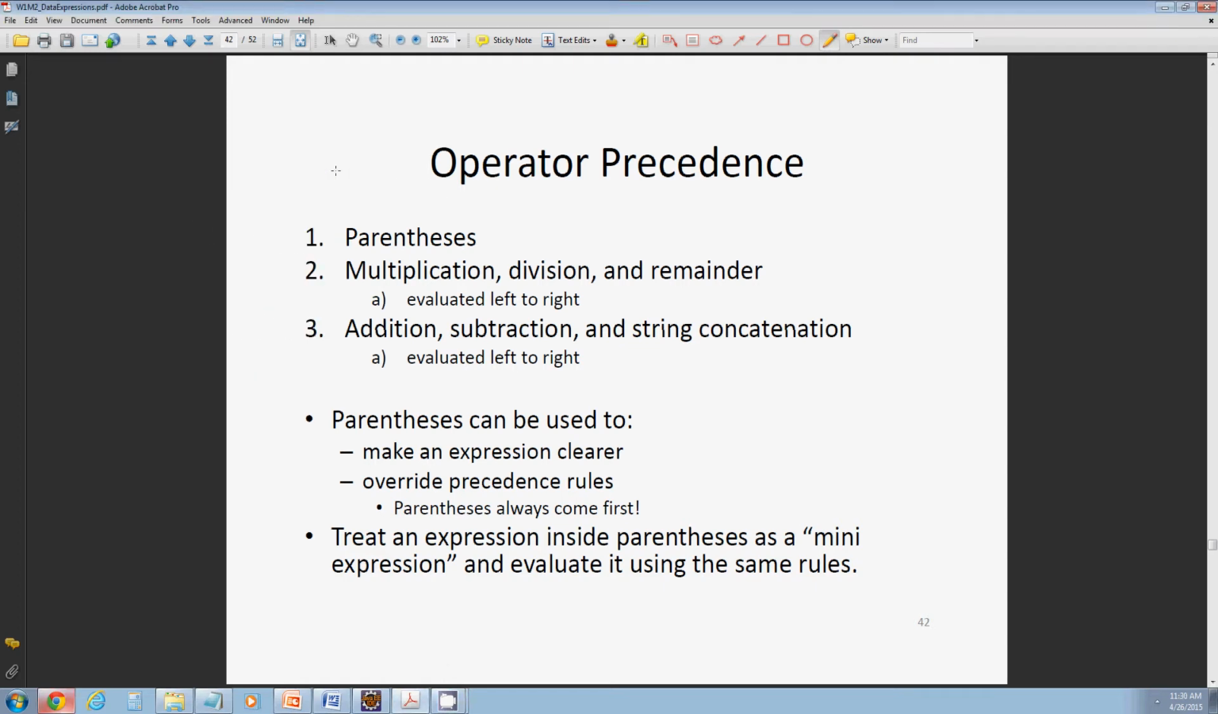So the order of precedence that we have for operators in Java is much bigger than this. We're just going to look at a subset of it. And basically, the top precedence is parentheses. So anything in parentheses, you're going to do first.